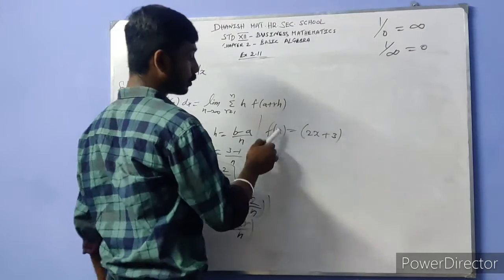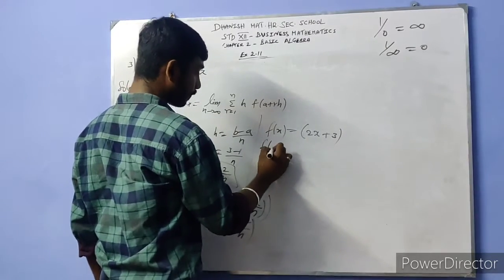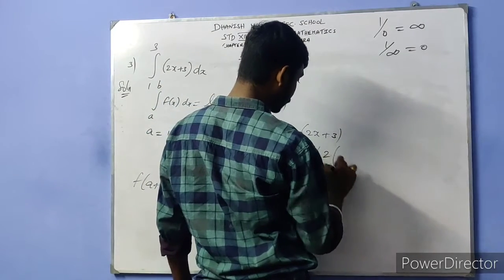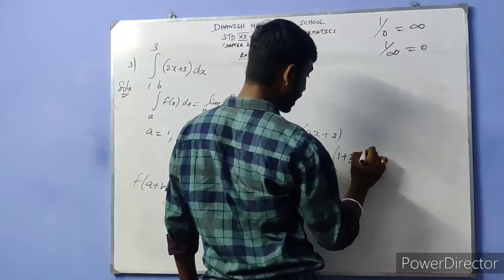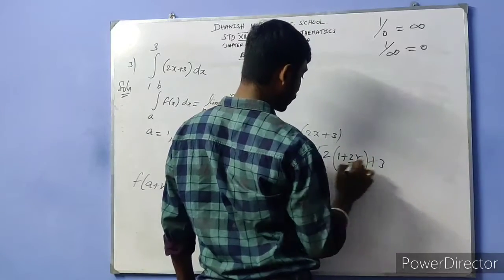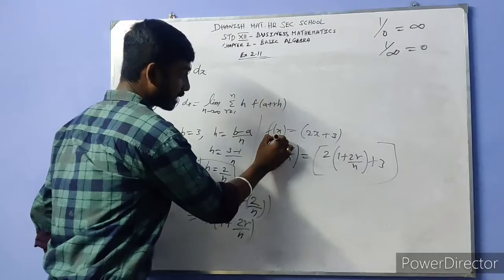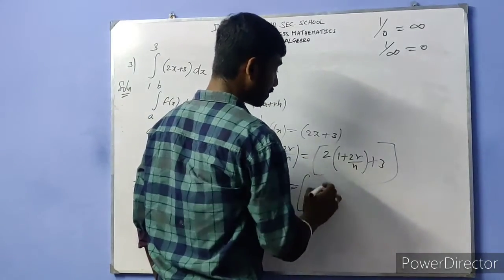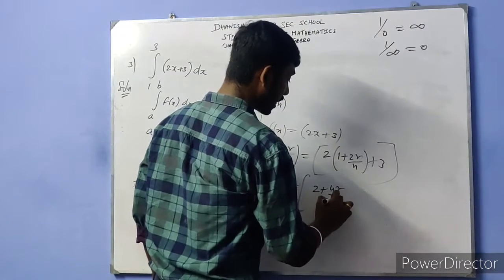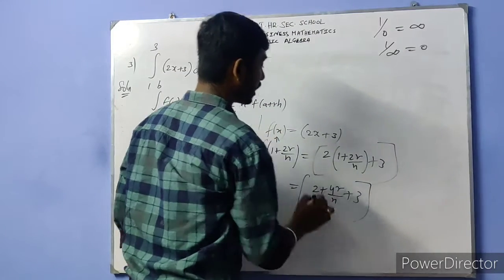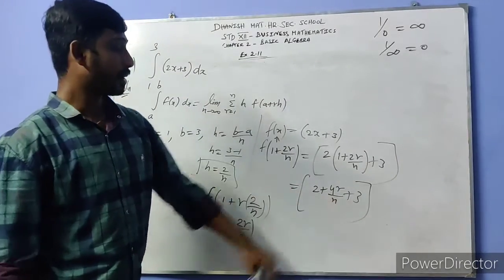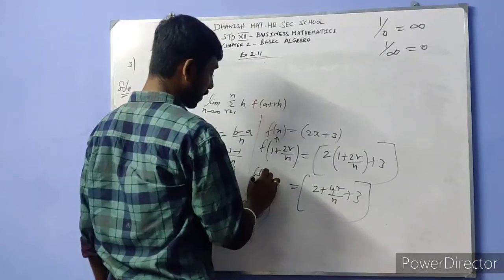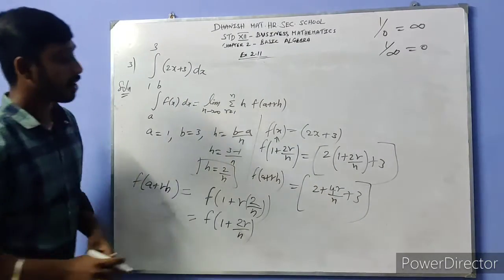Now we are going to substitute into this value. Listen here: f of 1 plus 2r divided by n equals 2 into 1 plus 2r divided by n, plus 3. Because we have the x value, we substitute for x here. Multiplying, we get 2 plus 4r divided by n plus 3. So this one is the f of a plus rh value.